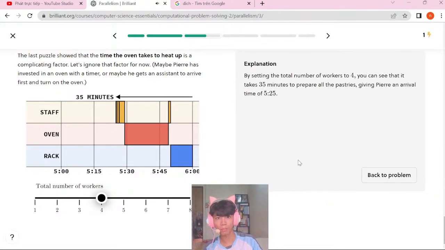By setting the total number of workers, you can see that it takes 35 minutes to prepare all the pastries given a helper arrives. This is so crucial for this problem because when you're a leader, you want to control your team, you need to spare exactly every minute, every hour for work. If you want to finish, this is a small example, but it's so important if you can learn from it. It's super cool.